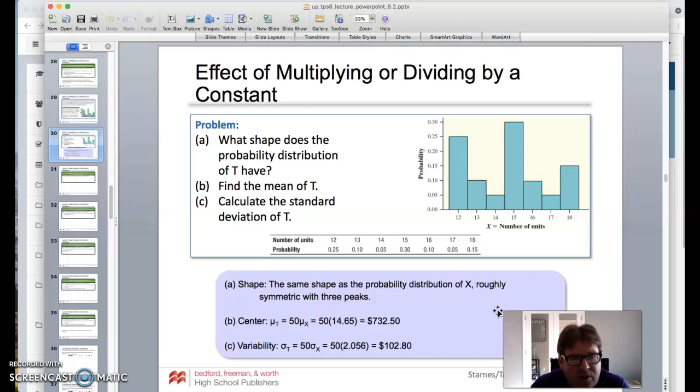So that's how it works as we add, subtract, multiply, and divide: what happens to the probability distribution. That should be it for 6.2. We'll finish up the second part of it next time. Until then, I'm Mr. Boone.